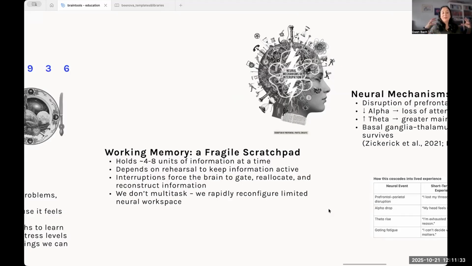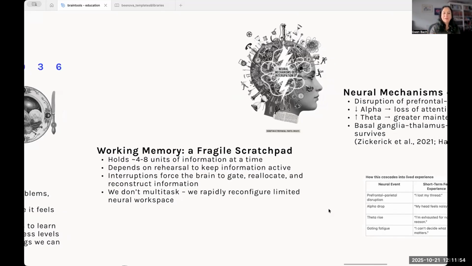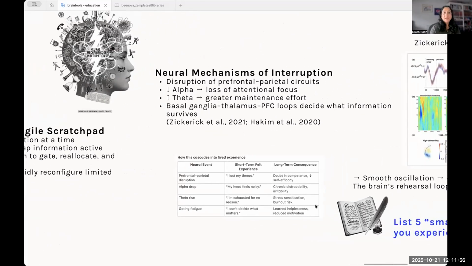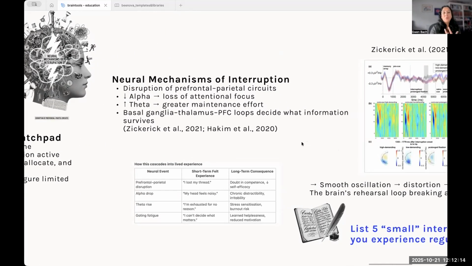What happens is the interruption, trying to think of lunch 2 days ago, forces our brain to gauge, reallocate, and reconstruct the information again. So again, we don't multitask. Our brain just tries to reconfigure with the limited amount of workspace that we have. So what are the neural mechanisms? We're looking at those neural mechanisms of interruption. It disrupts the prefrontal parietal circuits, and it lowers alpha and increases theta and so on.